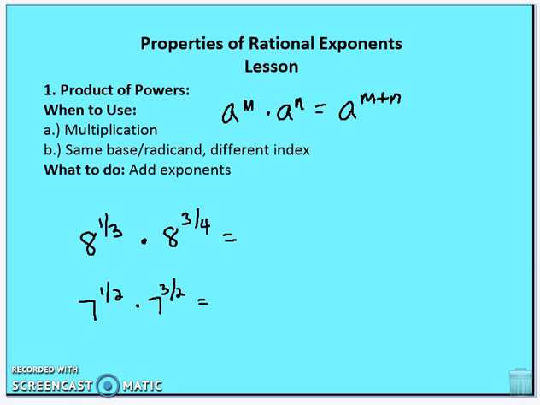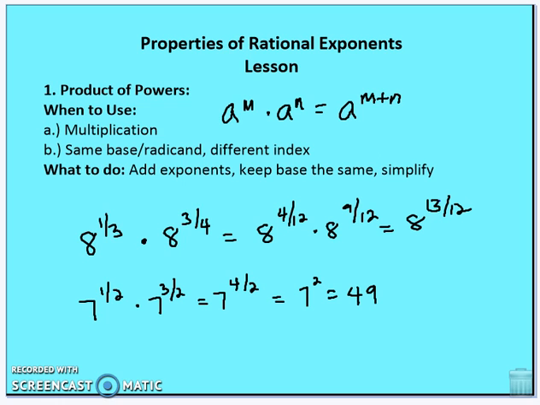So let's take two examples. A to the 1/3 times a to the 3/4. Right, the bases are the same, so we're going to add the exponents together, 1/3 and 3/4. I have to find a common denominator of 12. We end up with 4/12 plus 9/12, which is equal to a to the 13/12. And then 7 to the 1/2 times 7 to the 3/2. Again, bases are the same, 7. So we're multiplying the two values together, so we're going to add the exponents, 1/2 plus 3/2 leaves me with 4/2 or 2. 7 squared is equal to 49. So this is how it should look.